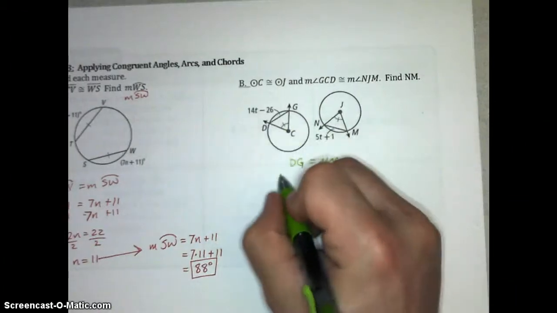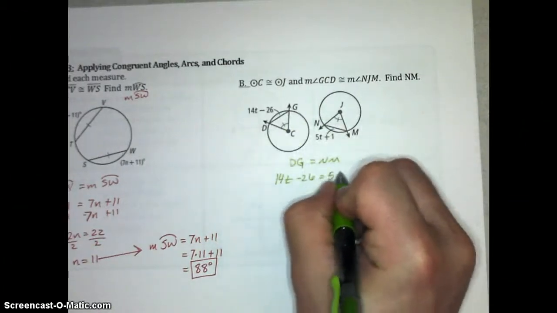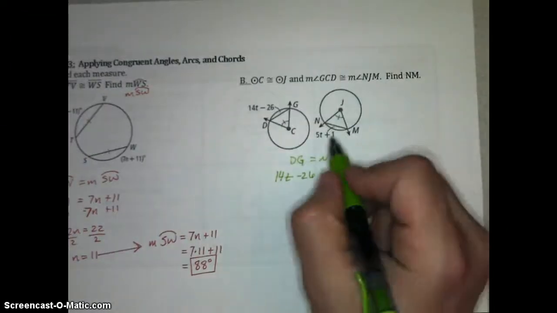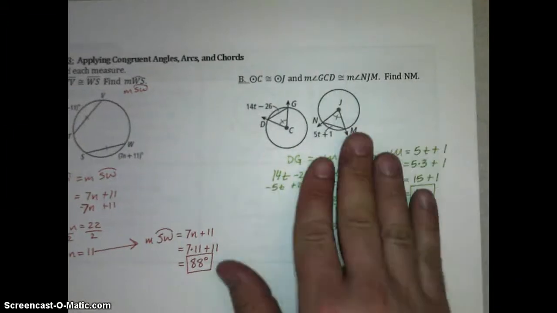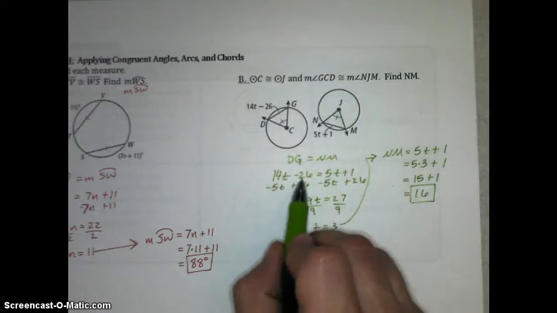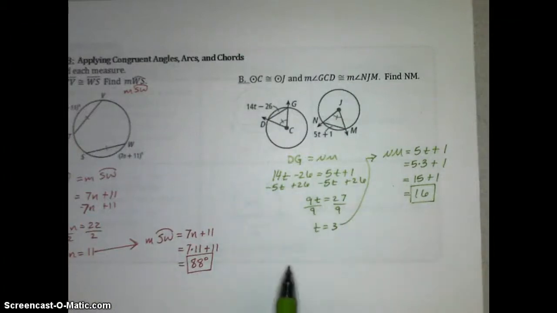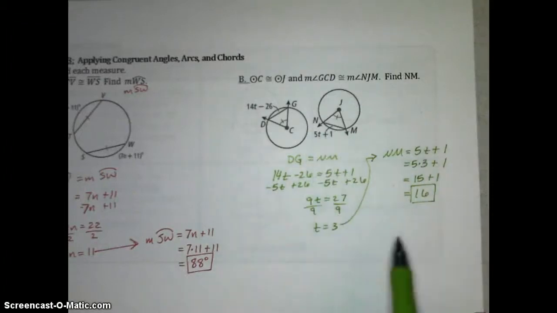So we can set up this equation. 14t minus 26 equals 5t plus 1. Once again, solve that equation for t and then plug it back in to find your result for the length of NM. Alright, here's what we should get. If we set these values equal to each other and solve for t, t is 3. When we plug t back in for NM, 5t plus 1, we get 16.